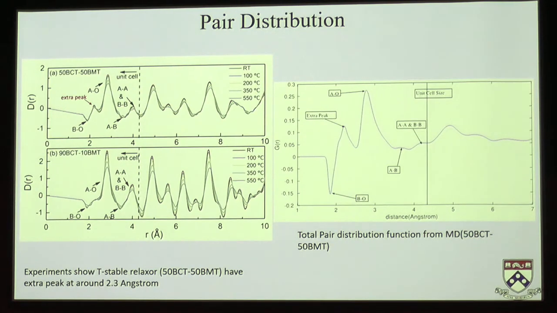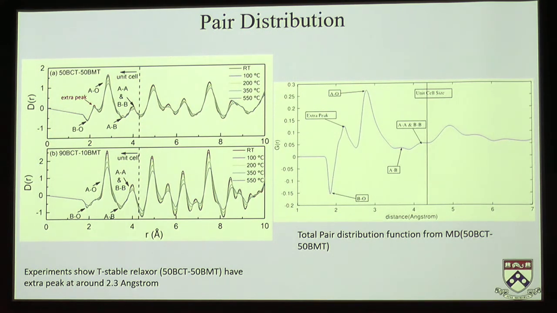So another thing we found interesting, that makes this temperature stable relaxor different from the normal relaxor, is that the experimentalists found that the 10% BMT is a normal relaxor, and 50% BMT is a temperature stable relaxor. If you look at their neutron scattering patterns, you will find that there is an extra peak here from their pair distribution function. So for normal perovskites, you will have periodicity around 4 angstroms.